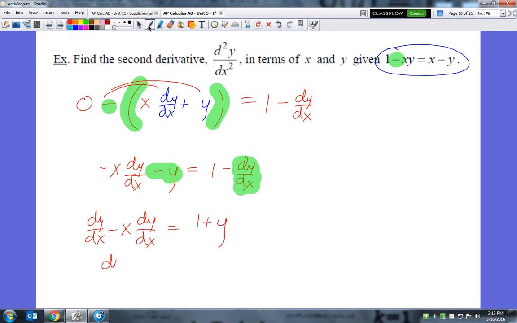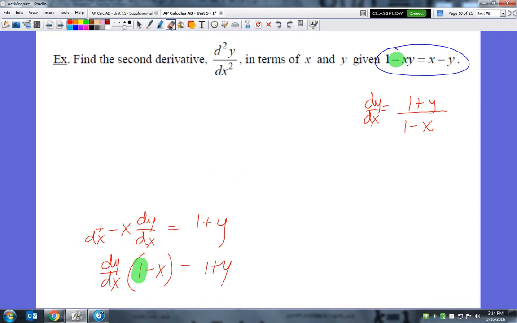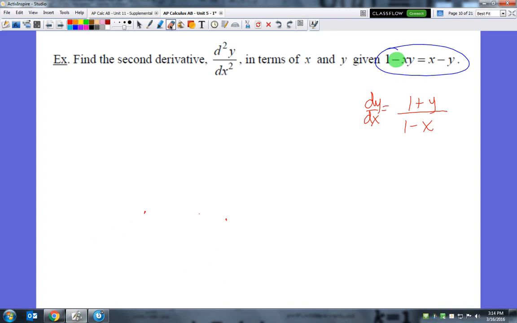After factoring out dy dx, I would have 1 minus x. And again, that 1 coefficient is what that understood coefficient is for that term there. And I would have it 1 plus y, so that dy dx, all by itself, the first derivative is 1 plus y over 1 minus x. Okay? Now I'm going to do this one more time because I want to do the second derivative. And again, that notation is from what I showed you from before, is right here as far as there's the second derivative that we're trying to find.